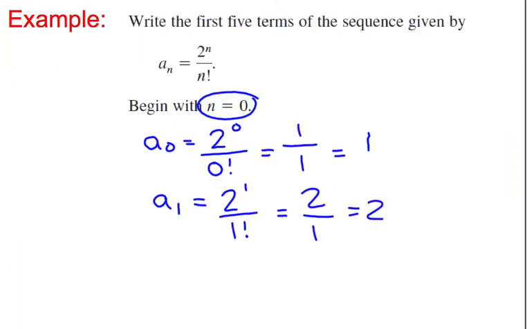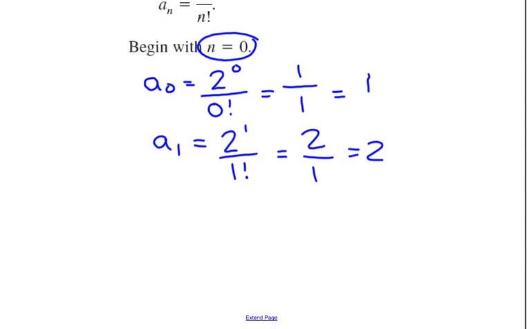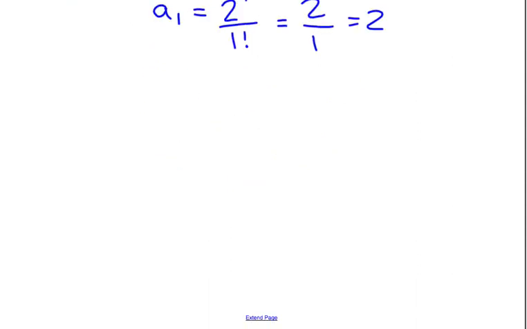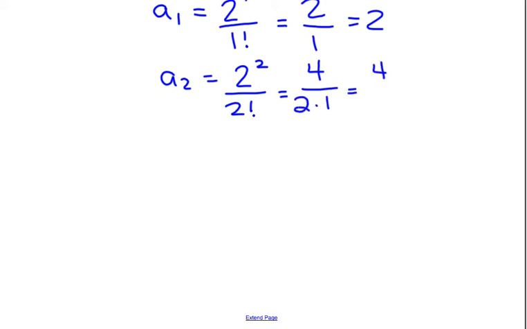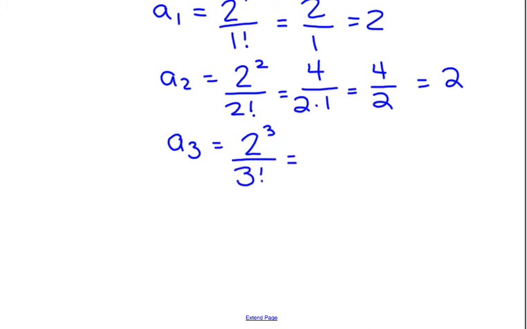All right, we'll continue on up to 5 terms. So then a2 is 2 squared over 2 factorial. 2 times 2 is 4. 2 factorial means 2 times 1. 2 times 1 is 2. Simplify it, and you get 2. A3, 2 cubed over 3 factorial. 2 times 2 times 2 is 8. 3 factorial represents 3 times 2 times 1. 8 over 6 reduces to 4/3.